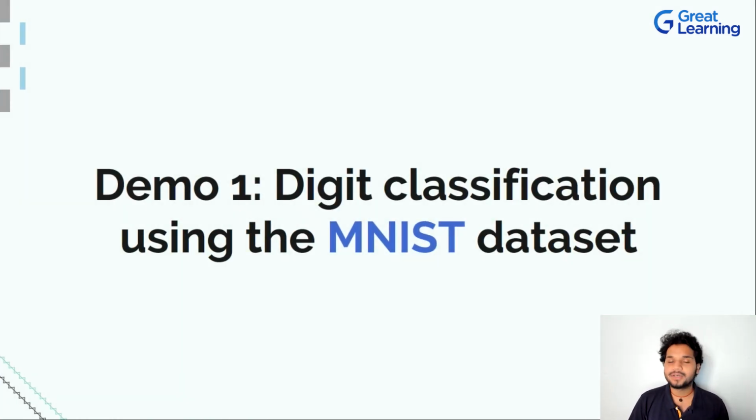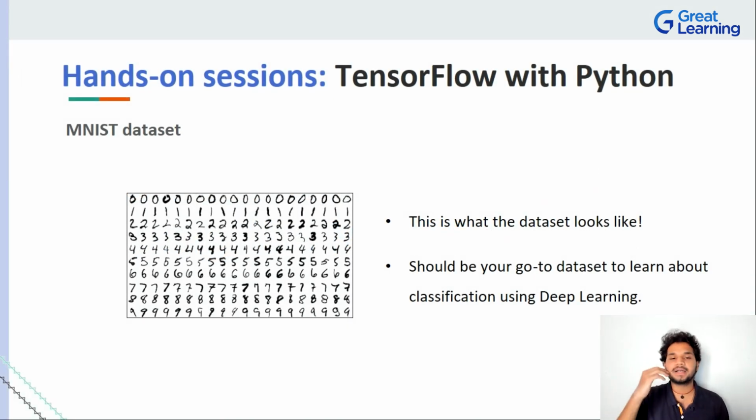So let's get to the first of the two demos that we have, digit classification using the MNIST dataset. This is considered to be a demo which you really have to understand thoroughly if you're starting your journey in TensorFlow. Because once you're clear with really basic and simple datasets and understand how you can work with these, later when you have an opportunity to work on really large datasets, it becomes super simple.